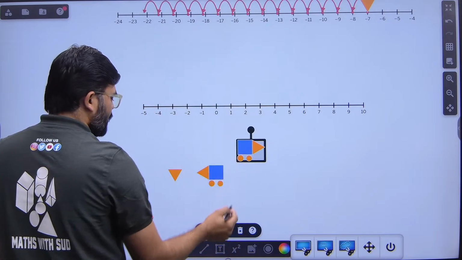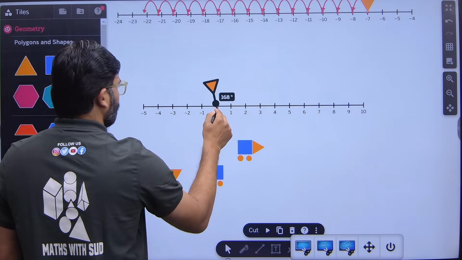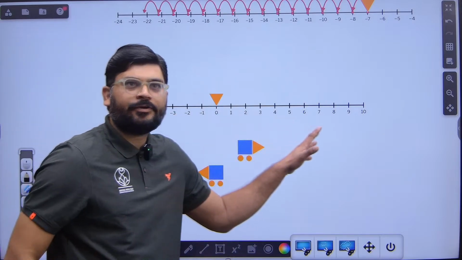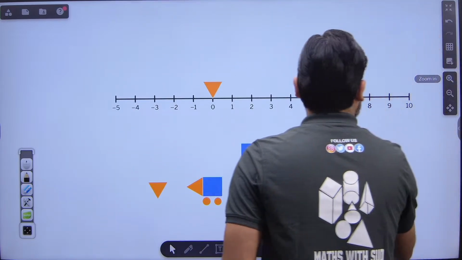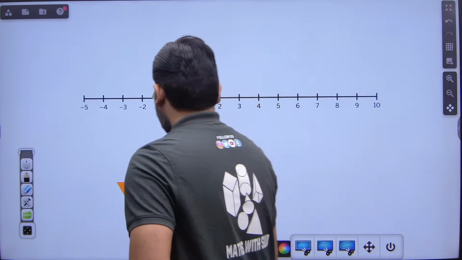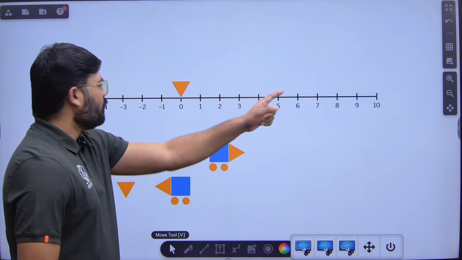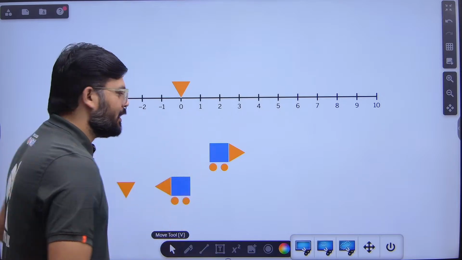Suppose you have been asked, you are sitting here on 0. Are the numbers clear to you? Yes. Let me zoom it a bit. Okay. So you are sitting at 0 and you want to reach 10. There are two ways to reach 10.